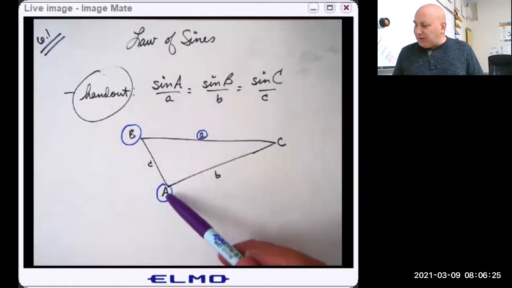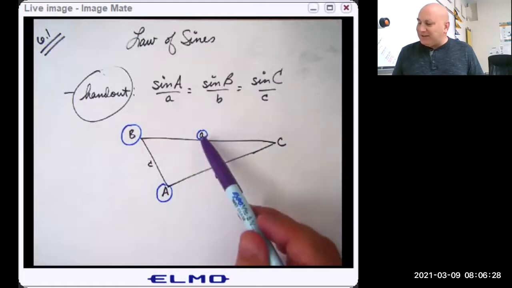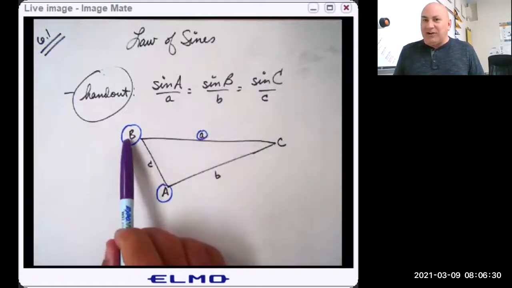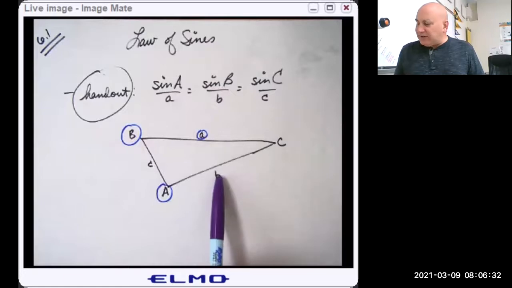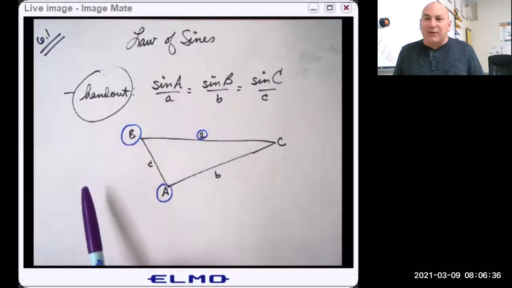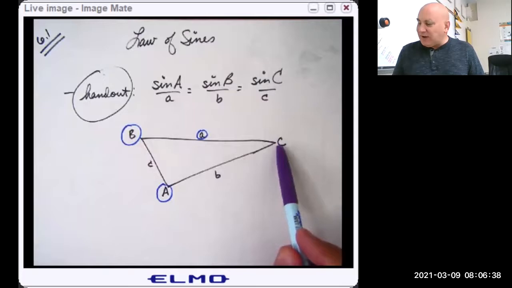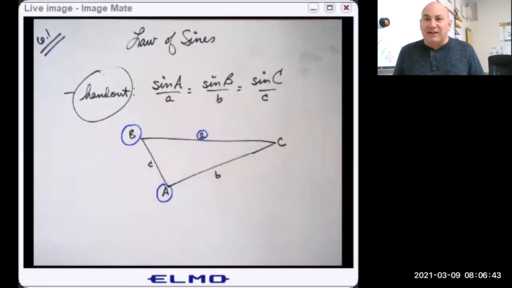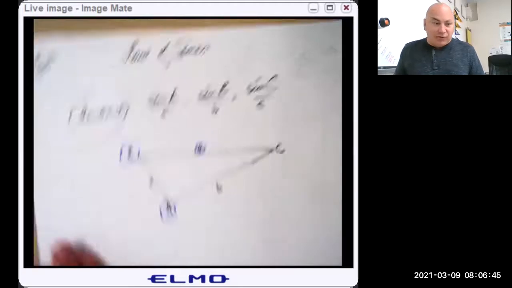So if you know angle A and side A, and you know angle B, you can calculate side B. And then if you know A and B, add them and subtract from 180, you get angle C, and then you could get side C. You can solve the triangle.